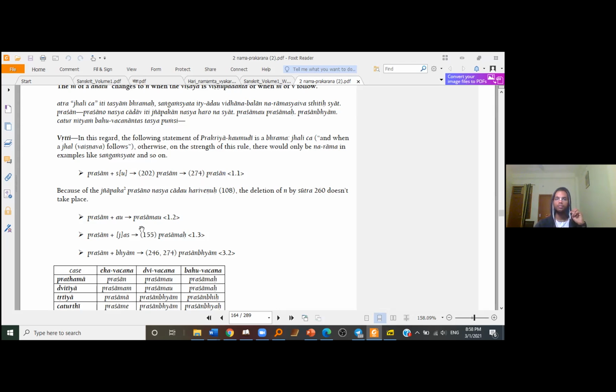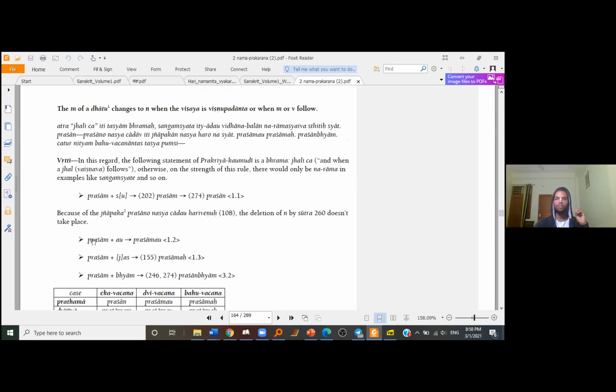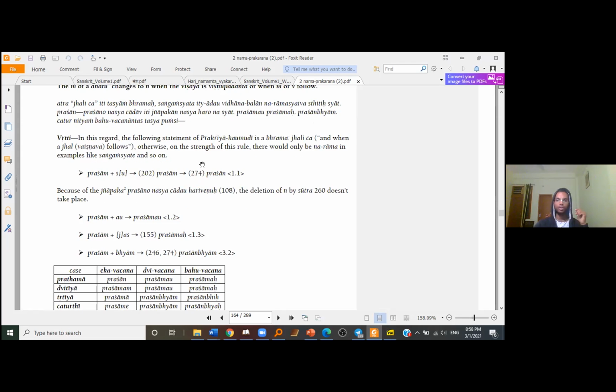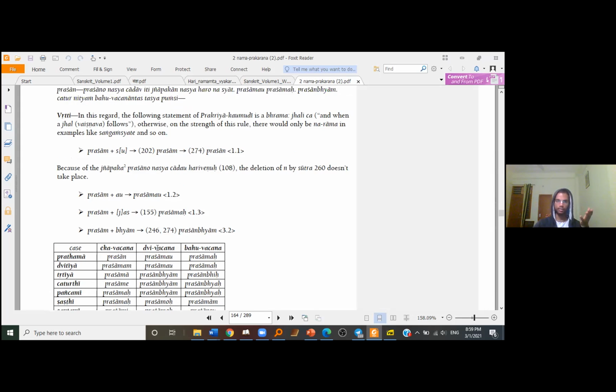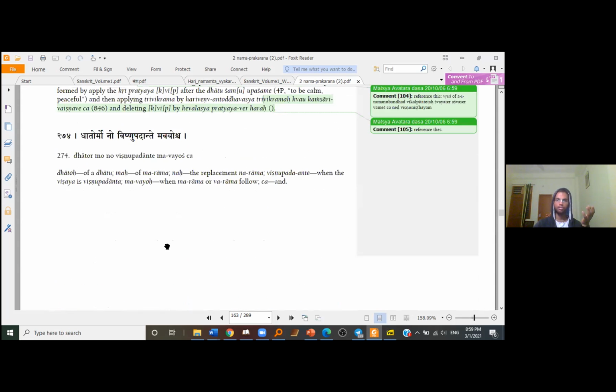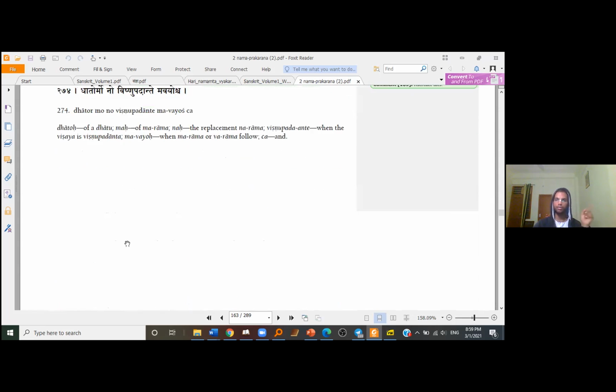Then Prashamo, here the Marama doesn't change because it's not Vishnu Padanta, and neither Ma nor Va follow. Prashamaha, Prashan, so Prashamo, Prashamam, Prashamo, Prashamaha, Prashama, Prashan Bhyam. Here Purvasya Vishnu Padavatvam is applied, and so in that sense, the Vishnu Padanta became the Vishaya, and then they converted it to Narama by this Dhatur Mono Vishnu Padante, Mavayashcha.